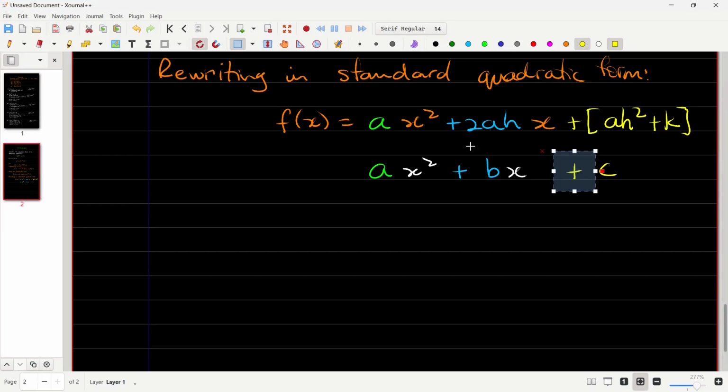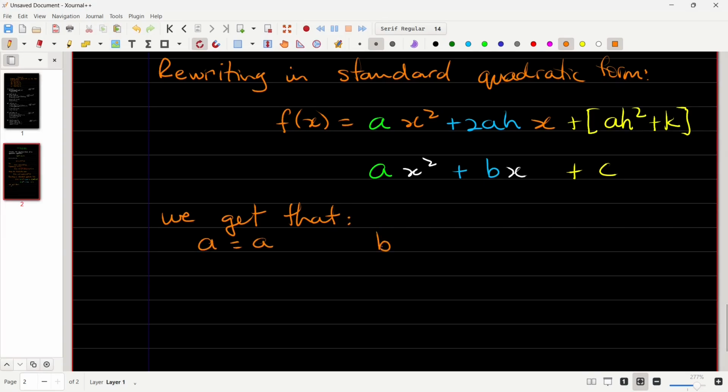What I'm ending up with is showing that we get a is equal to a, b is equal to 2ah, which would imply that h would be equal to b upon 2a. And then we also get that c is equal to ah squared plus k, which means that k would be equivalent to c minus ah squared.